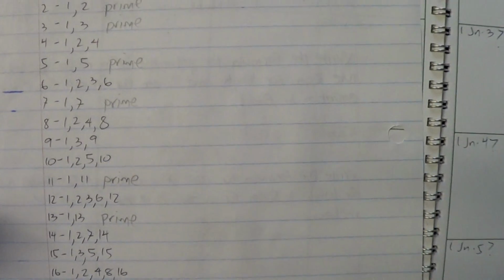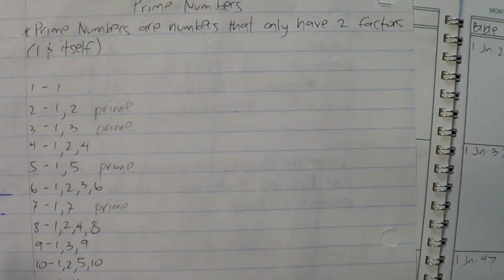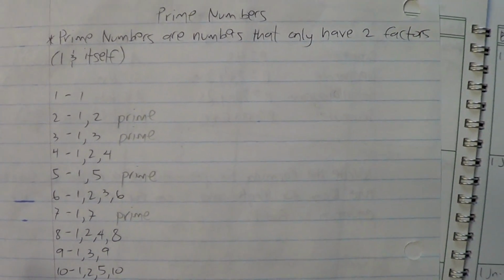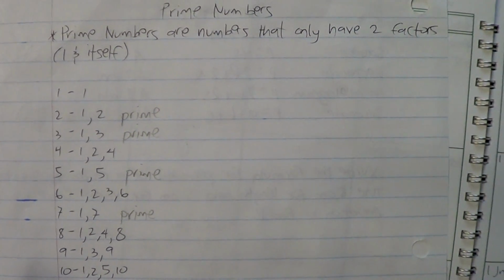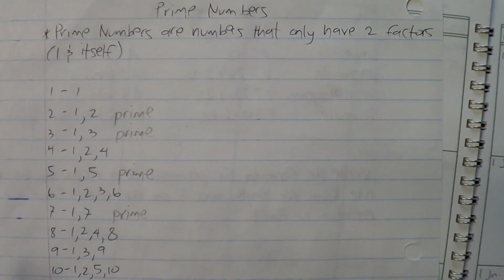So remember, it's really simple. Prime numbers are any number that has only two factors. So I did 1 through 20, and of course to figure out if any numbers are prime, you would simply list out the factors.